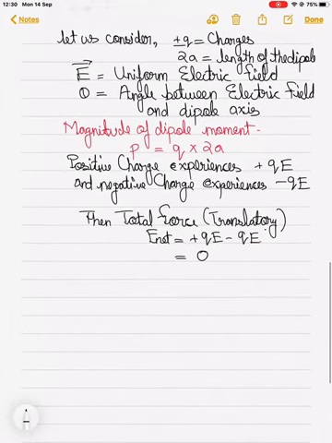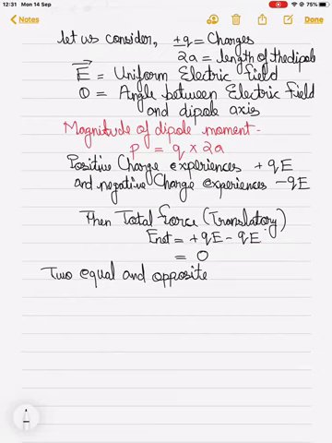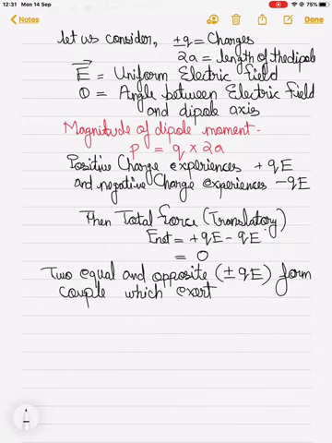So the two equal and opposite charges of the dipole form a couple. Two equal and opposite, and what are those forces? That is plus QE and minus QE, which form a couple, which exerts torque.